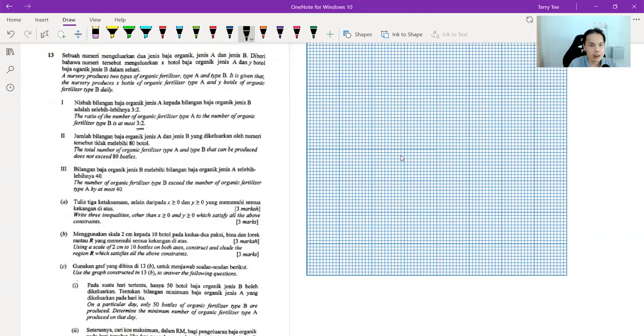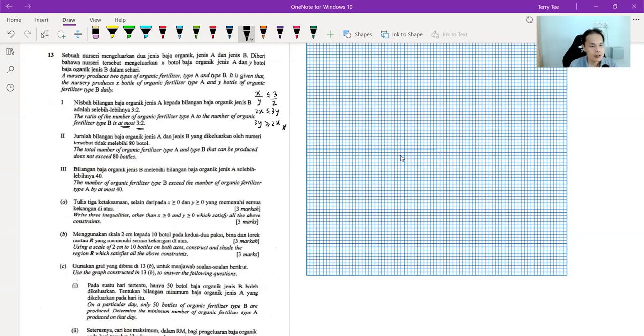We know that organic fertilizer A is x, B is y. So the ratio is at most, and at most means maximum, so we write less than or equal to 3 over 2. Now let's cross multiply: 2x less than or equal to 3y. For me, I would like to write y first: 3y greater than or equal to 2x. I write y first because when you shade the region, it is based on y: more than is above, less than is below. My first inequality is done.